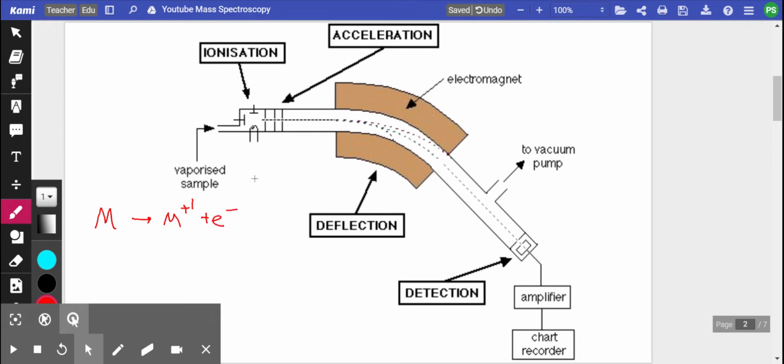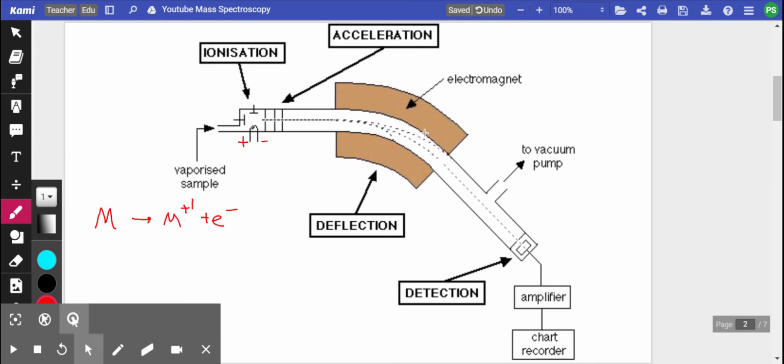Now that it's positively charged, we can accelerate it. In this diagram, it's very small, but we can see 2 plates. One of them is negatively charged and one is positively charged. Because it is negatively charged, it attracts your ion to move forward. So it accelerates it.